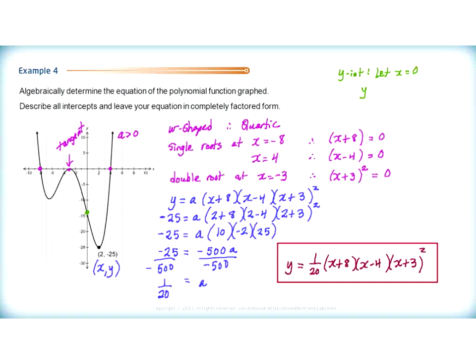So then y will equal 1 over 20 multiplied by (0 + 8), which is just 8, (0 - 4), which is a negative 4, and (0 + 3) all squared, which is equal to 9. So here we have y equal to negative 32 multiplied by 9 divided by 20. The y-intercept will occur at negative 14.4. And the question asked us to describe all intercepts, so it's important for us to include the y-intercept as well.